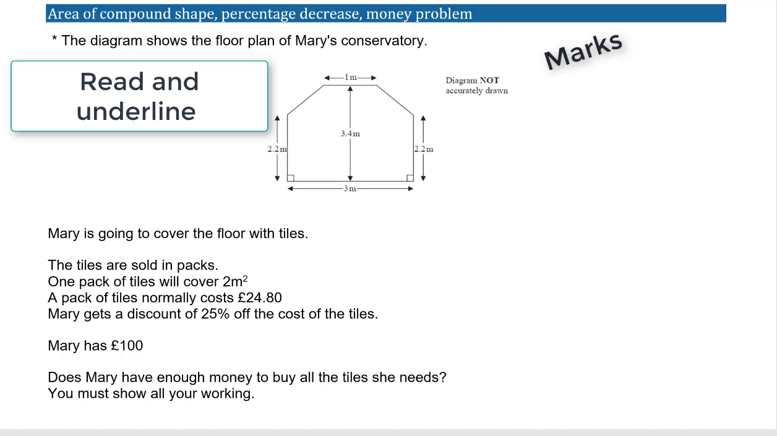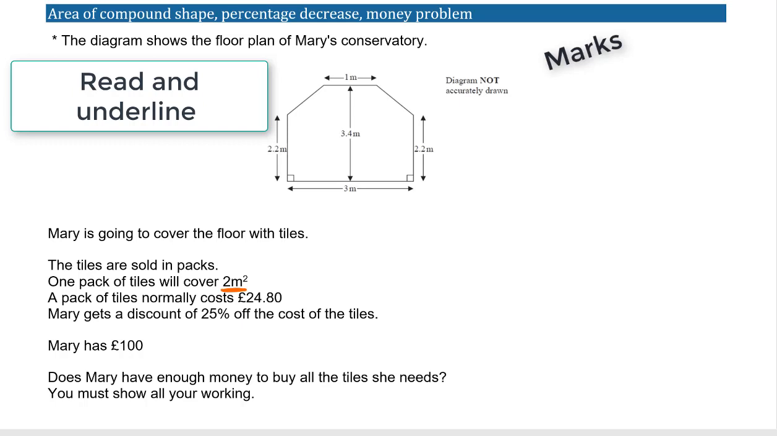The diagram shows the floor plan of Mary's conservatory, and we can see the diagram in the picture. The diagram is not accurately drawn, so do not attempt to take out a ruler and start measuring the area. I don't know how you're going to do that, but some people can. I've seen it in the past and obviously they get the wrong answer. Mary is going to cover the floor with tiles. Mary knows DIY. The tiles are sold in packs. One pack of tiles will cover 2 meters squared. So let's underline that: one pack of tiles covers 2 meters squared.